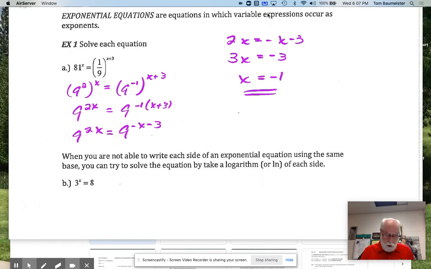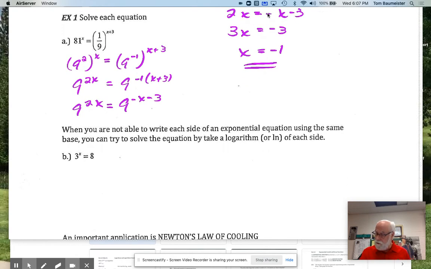Sometimes you're not. When you are not able to write each side of an exponential equation using the same base, you can try to solve the equation by taking the logarithm or the natural log of each side. Remember, yesterday we learned that the natural log, when we do a change of base, and the common log will do the same thing. All right? So on this one right here, I have 3 raised to the x power is equal to 8.